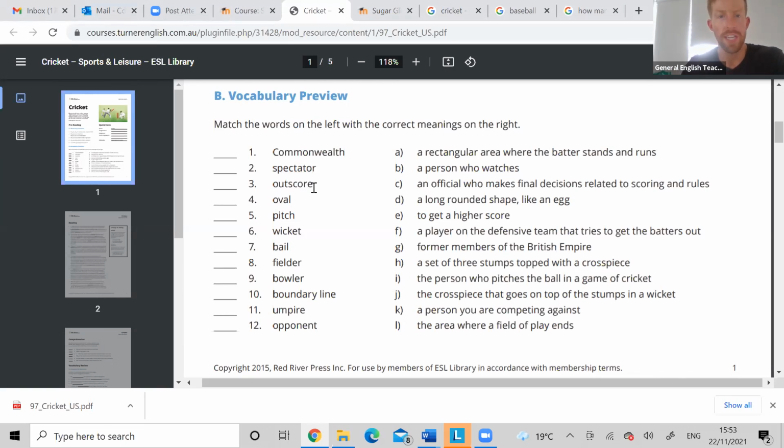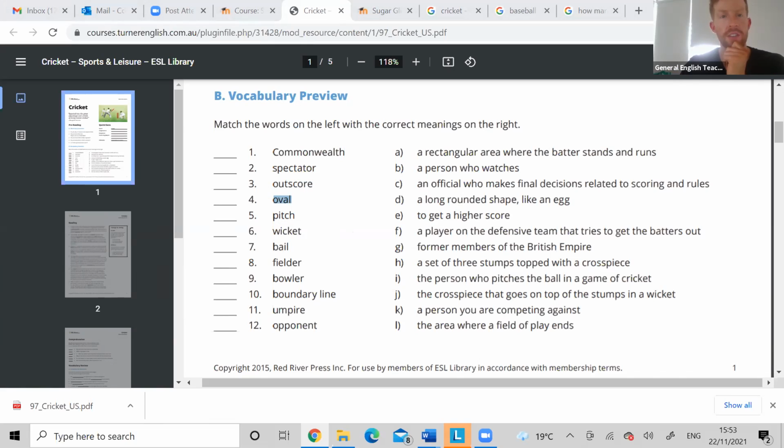Number three, did anyone get this one? Yes, E. Awesome. Let's write that one down. Three is equal to E. Maybe I should start calling out names and just see. Number four, Marina, did you get number four? Yes, it's D. A long rounded shape like an egg.